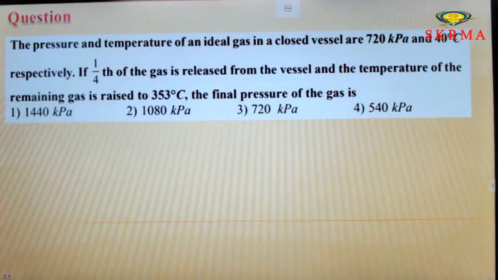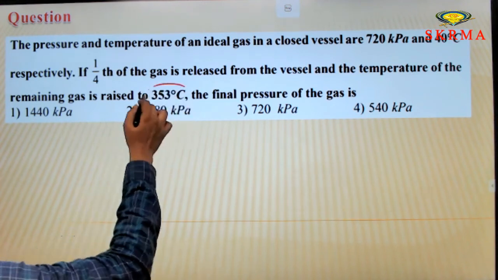Next one. Pressure and temperature of ideal gas in a closed vessel are 720 kilopascal and 40 degrees centigrade. If 1/4 of the gas is released from the vessel, here volume is not going to change. Volume constant ga undi ikkada. 1/4 release chesthe 3/4 of the gas untadi. Ante mass maarutundi, volume maaratla. Then temperature of the remaining gas is 353 degrees centigrade.